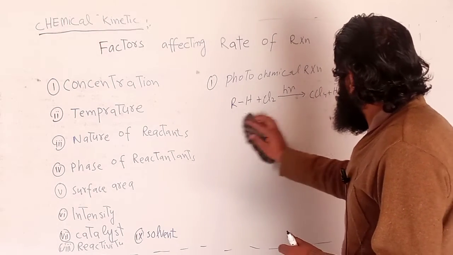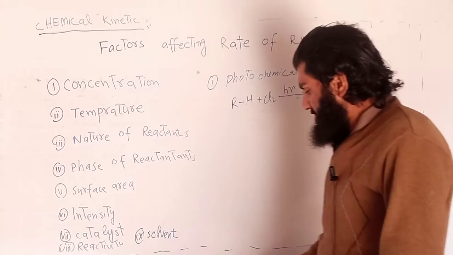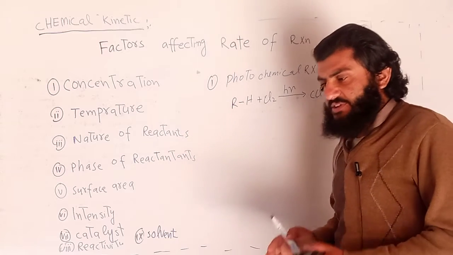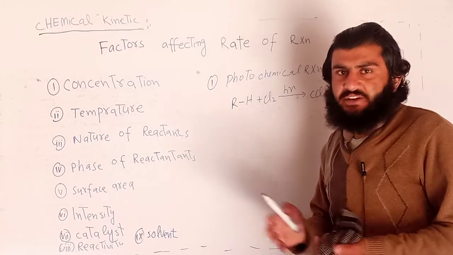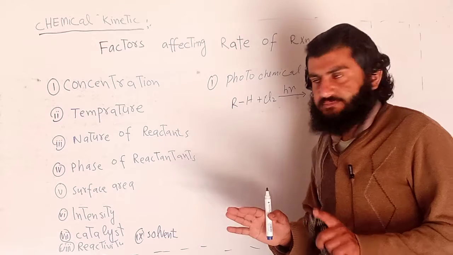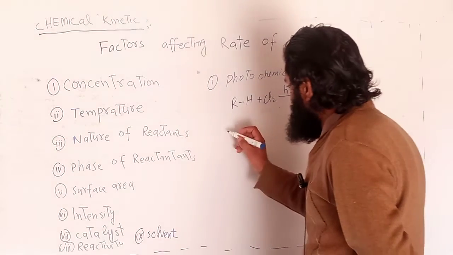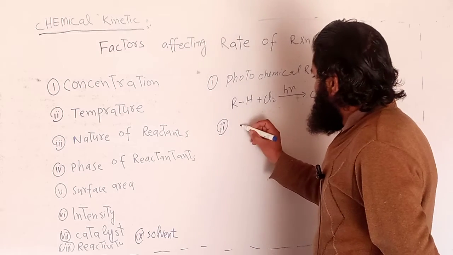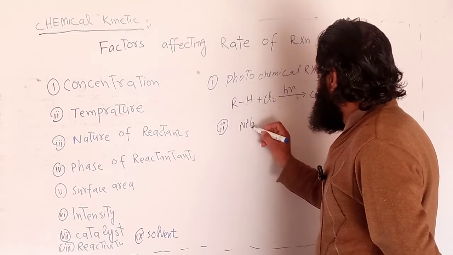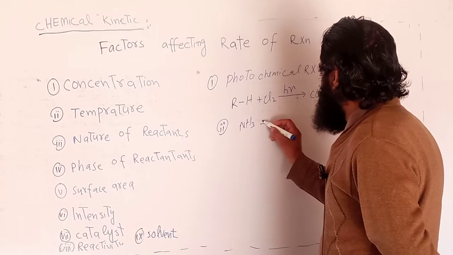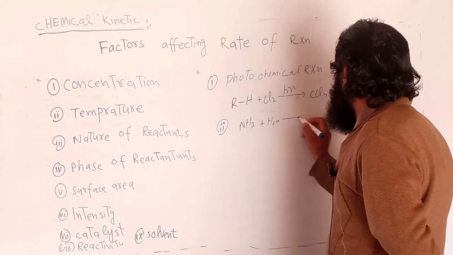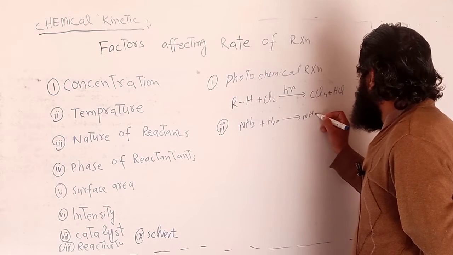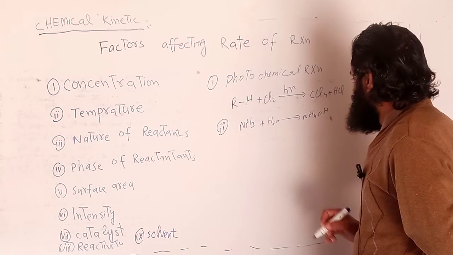So the next case, there are some types of reaction where when we increase the concentration of one reactant, the rate of reaction is not affected, clear. So for example, generally suppose NH3, clear, is added to water and forms what? Ammonium hydroxide, and forms what?